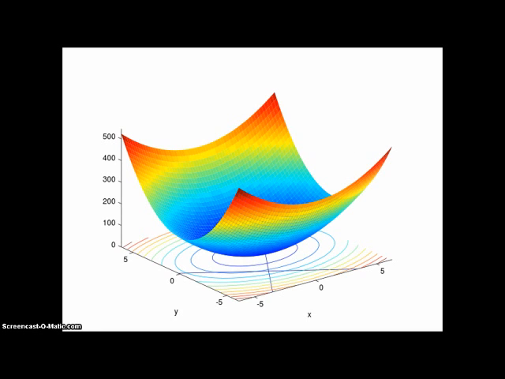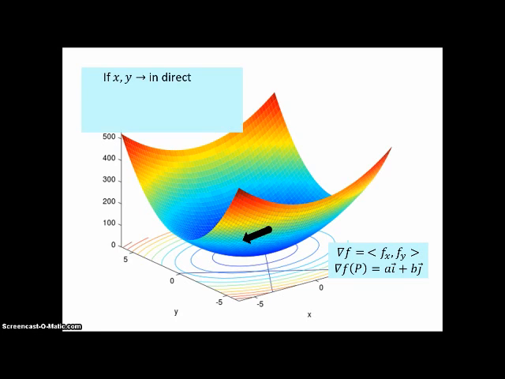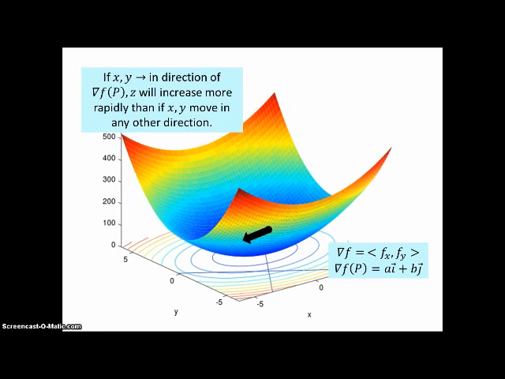Okay, so to revamp just a little bit, here's an interesting surface. The gradient vector of the function z describing the surface would be the partial derivative with respect to x, comma, partial derivative with respect to y, and then at a particular point, you would evaluate those and get a numerical vector. All right, so let's say this is a point, and there's the gradient. Then if x and y move in the direction of the gradient at that point p, z will increase more rapidly than if x and y move in any other direction.